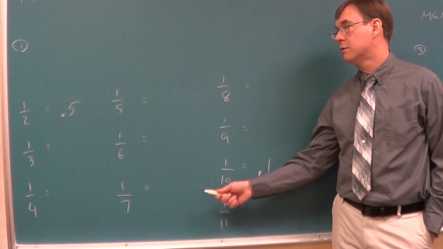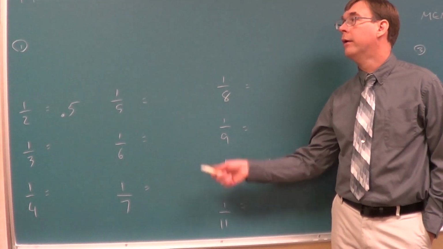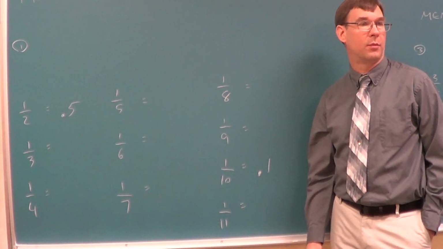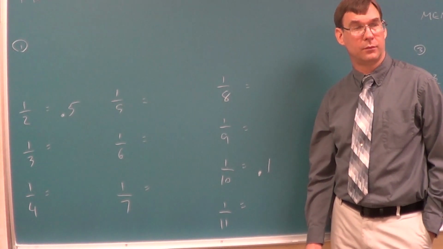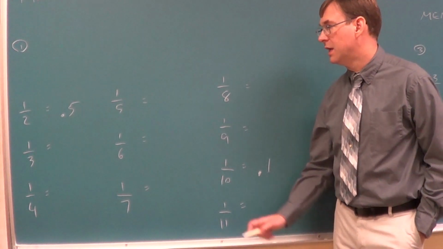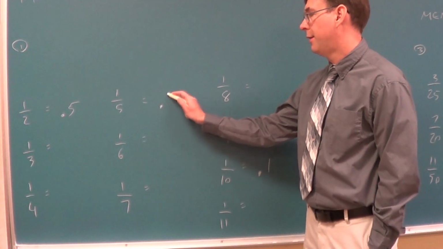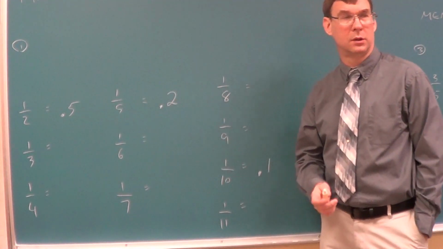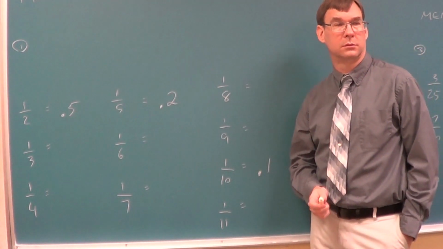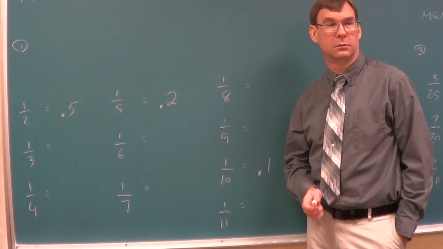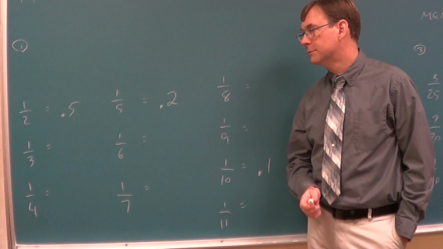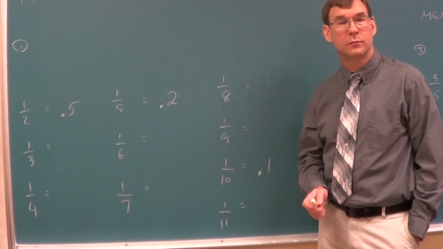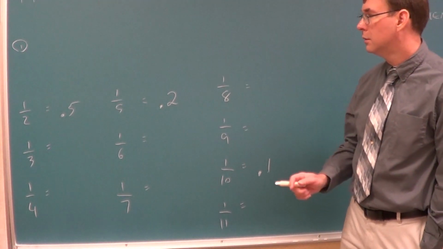Anybody else either know some more already or have a way we can create them if we don't know them? Is 1/5 0.2? 1/5 is 0.2. How did you know that one? I just realized that if 2 is 5, then it's basically kind of like a reverse thing. So to get 0.5, I took 10 divided by 2, and so I took 10 and I divided by 5.